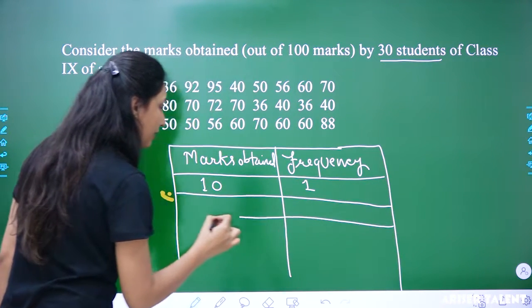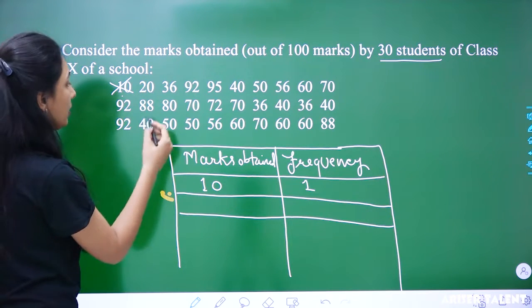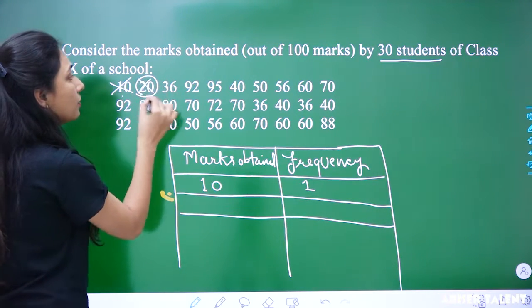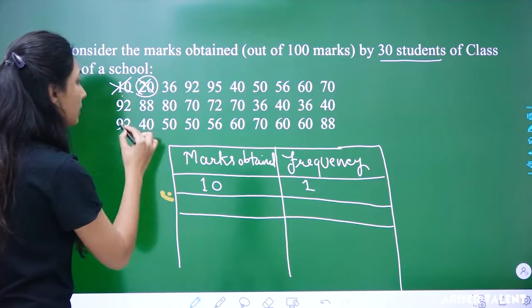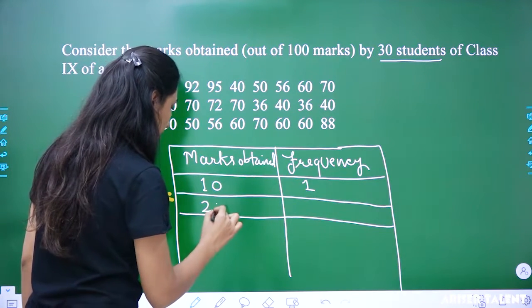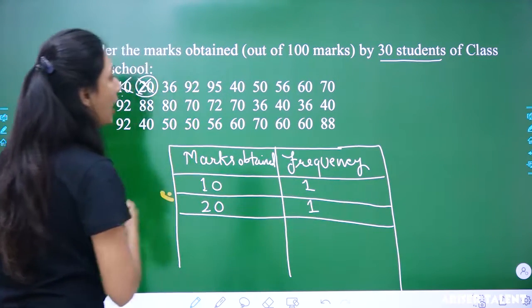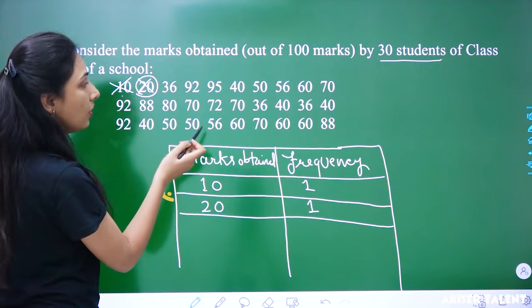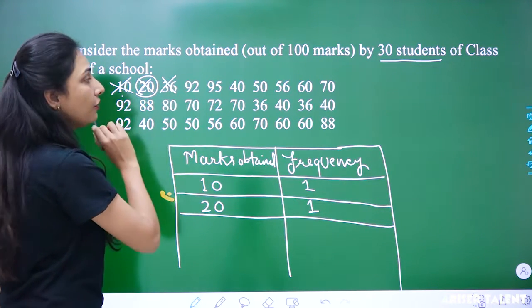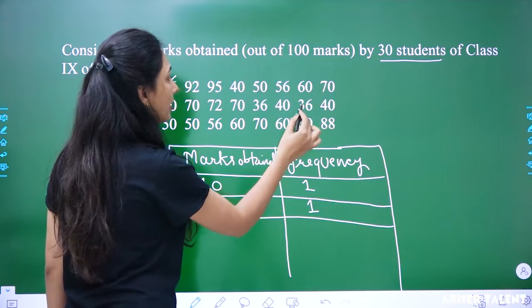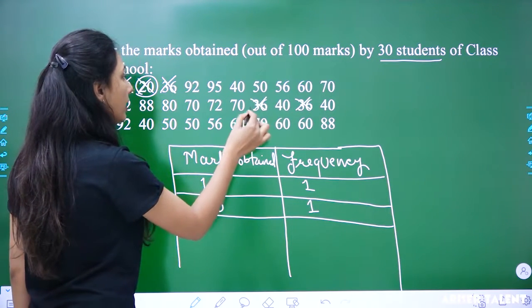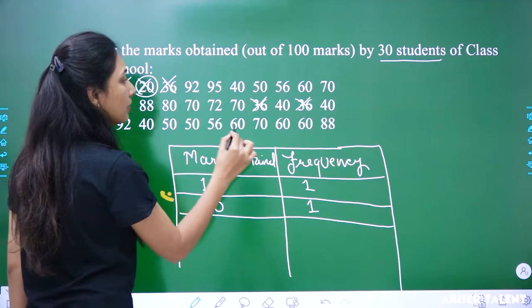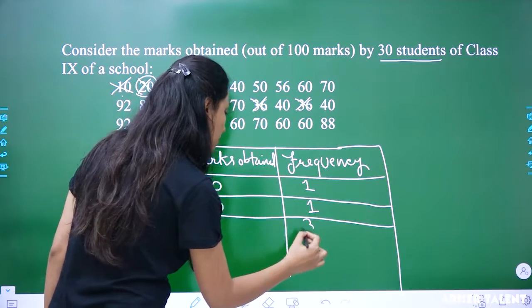Then after that we are getting 20. This 20 is 1. Then any 20 here? No. So 20, again one time. After 20, we are having 36. So 36, 1. Then again 36, 2. Then 3. So 3 times 36.